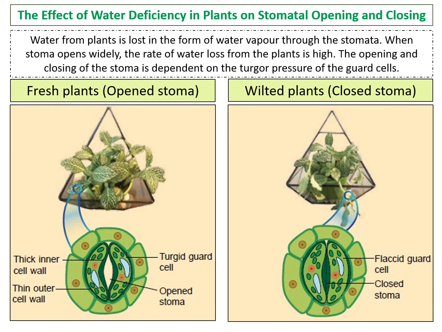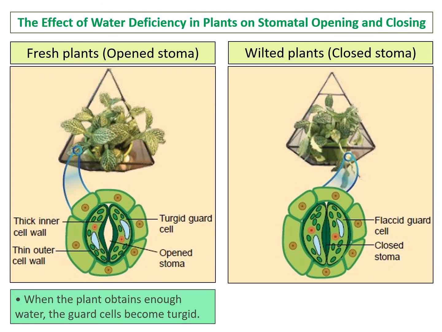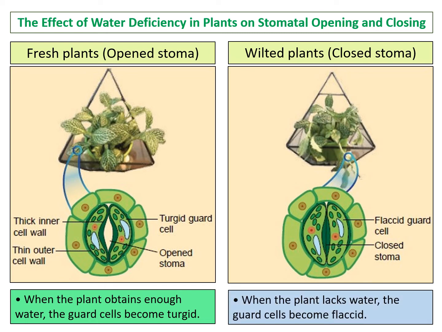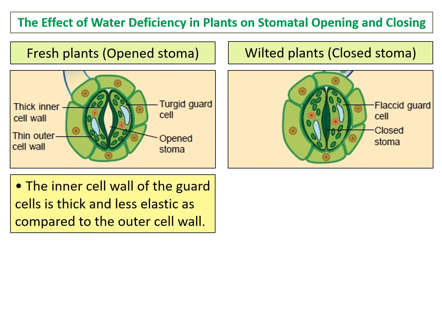In wilted plants, the guard cell is flaccid. In the fresh plants, the guard cell is turgid. When the plants obtain enough water, the guard cells become turgid. When the plants lack water, the guard cells become flaccid. The inner cell wall of the guard cell is thick and less elastic as compared to the outer cell wall.